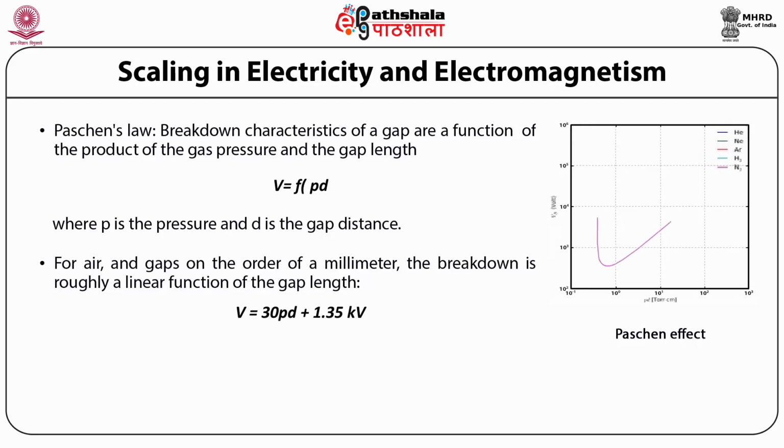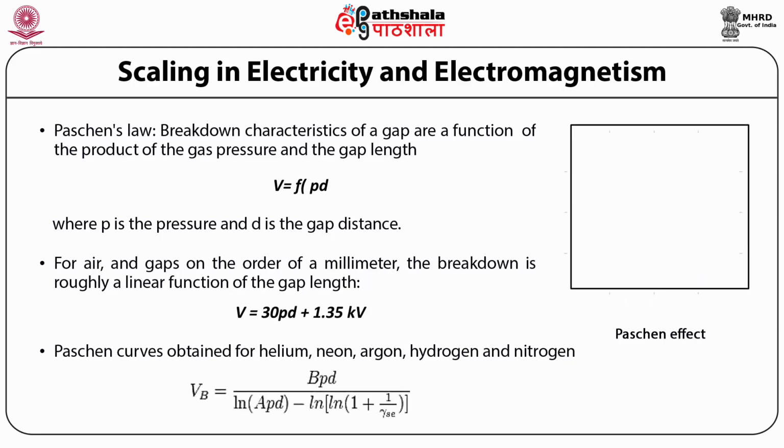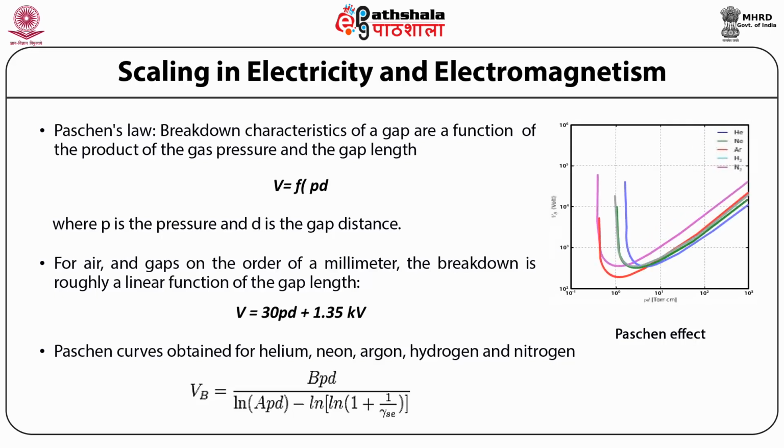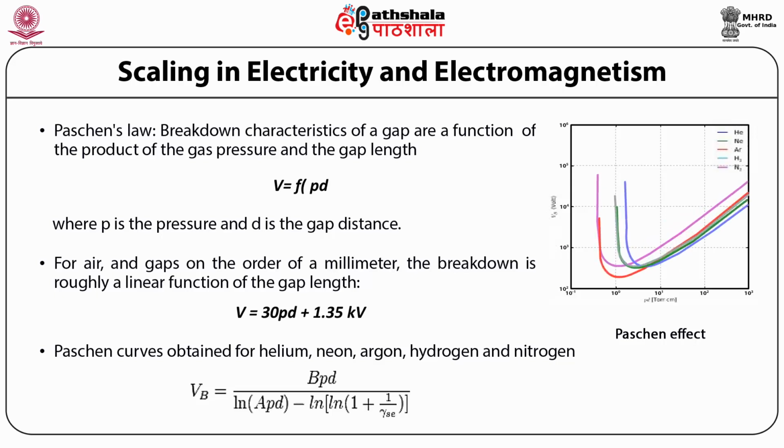The above linear empirical relation often breaks down, and the following empirical relation has been obtained by fitting the experimental data, that is VB is equal to B P D divided by ln of A P D minus ln of ln of 1 plus 1 by gamma SE.